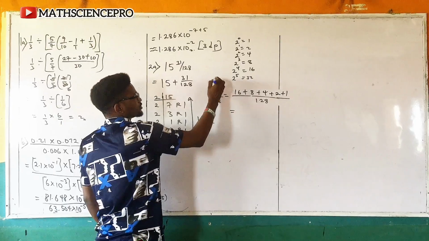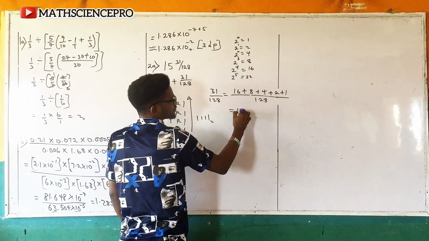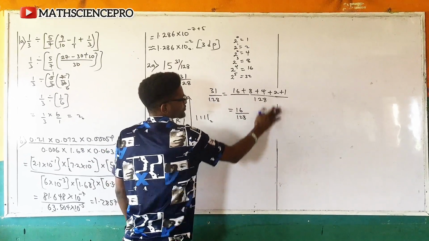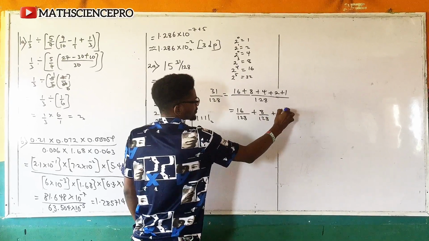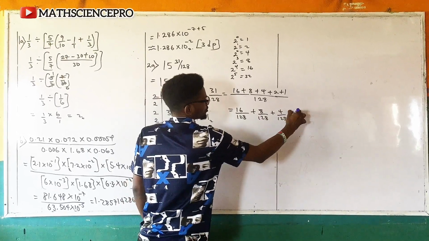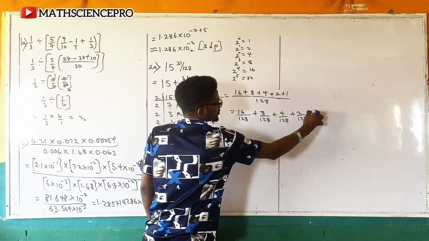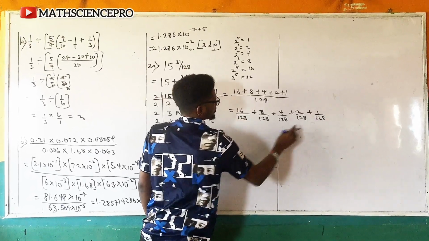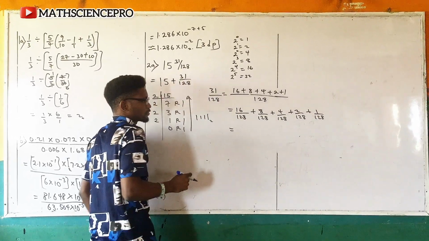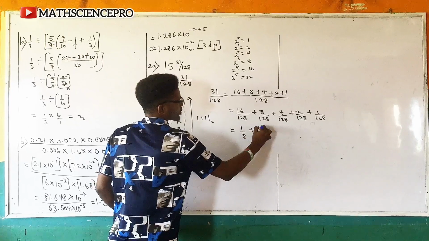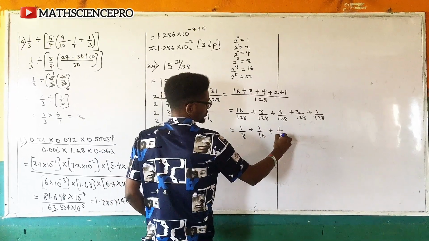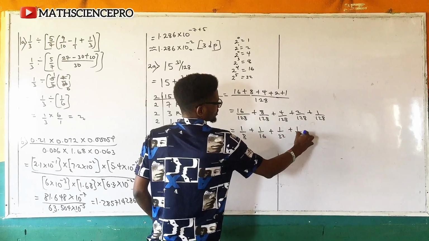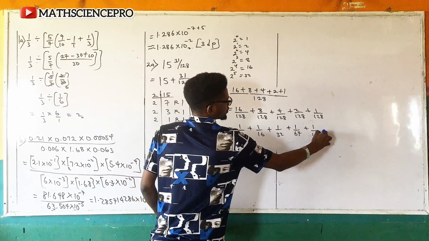Now the next thing I'm going to do is split it. I have 16 over 128 plus 8 over 128 plus 4 over 128 plus 2 over 128 plus 1 over 128. Now running the division, 16 over 128, dividing by 8, is automatically 1 over 8. Here is going to be 1 over 16, here 1 over 32, here 1 over 64, and 1 over 128.